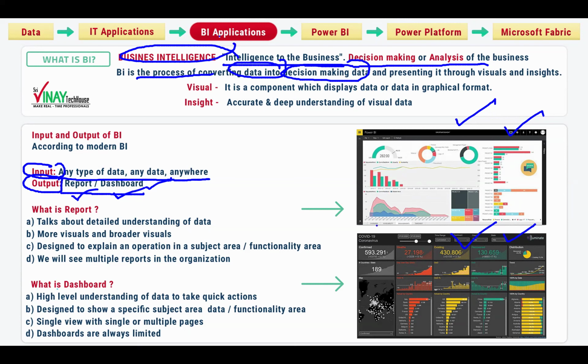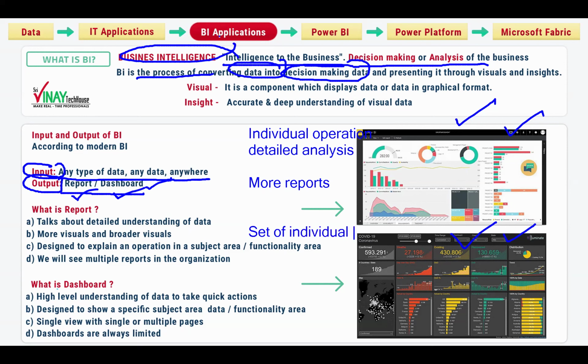Then how are these two different? Very simple. A report is for an individual operation, for detailed analysis. A company contains many reports. A dashboard is a set of individual operations, a high level area. This is called the high level presentation area, a presentation area component.